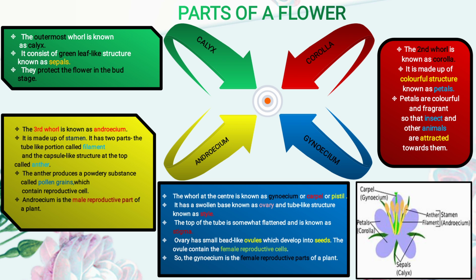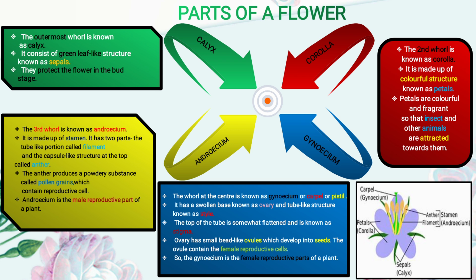Now you see in the gynoecium, the top is flattened. That is known as the stigma. The ovary has small beads like ovules. Inside the ovary, ovules are present which develop into seeds. So the ovary will develop into fruit and the ovule will develop into seed.